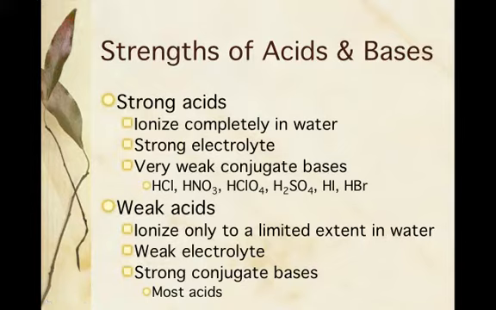Okay, we have strong and weak acids. Strong acids means they ionize completely in water. So like hydrochloric acid is a strong acid. All of the hydrogen and chlorine that is originally bonded together are going to separate into their ions, and the hydrogen will bond to the water, and then the chlorine will be floating around separately. So they completely ionize, so they are strong electrolytes. They would conduct electricity. And they have very weak conjugate bases.